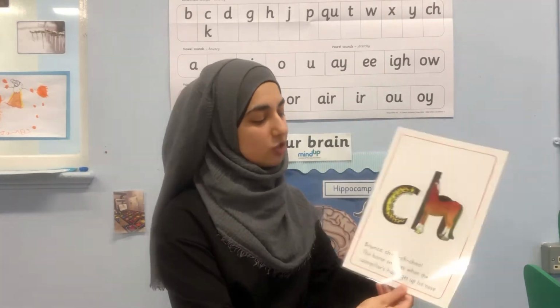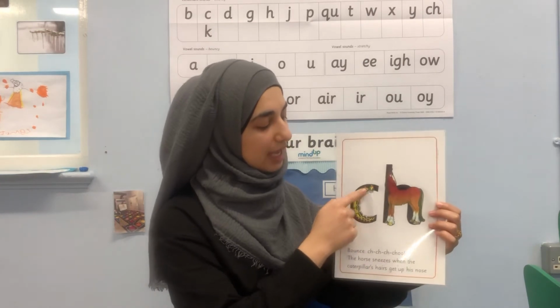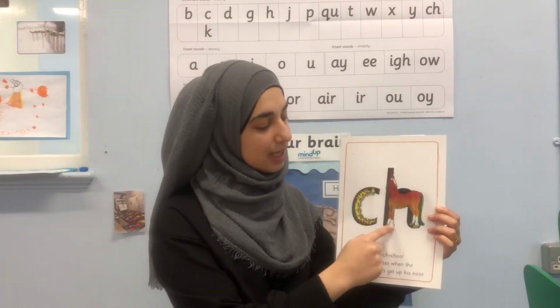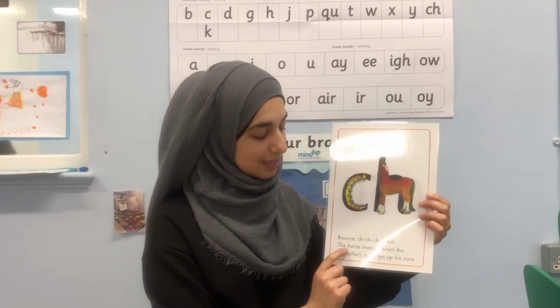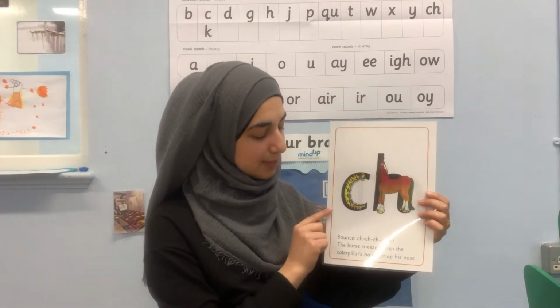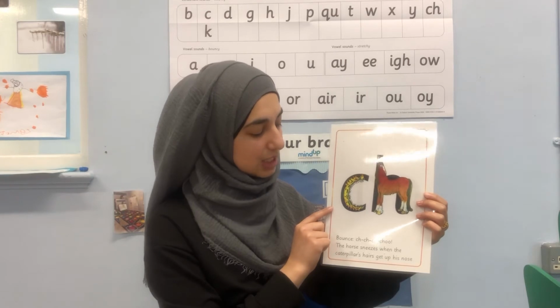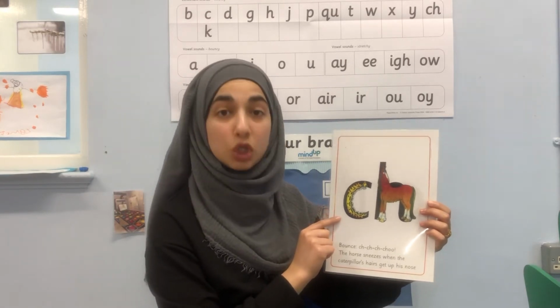Let's look at our picture side. So we've got a caterpillar and a horse. The horse sneezes when the caterpillar's hairs get up his nose. Ch, ch, choo. Can you do that? Ch, ch, choo. Good job. Fantastic. Let's look at words with the ch sound.